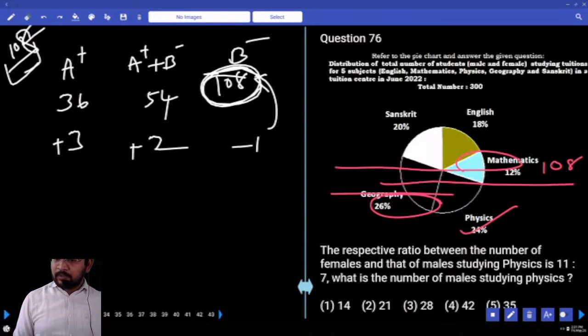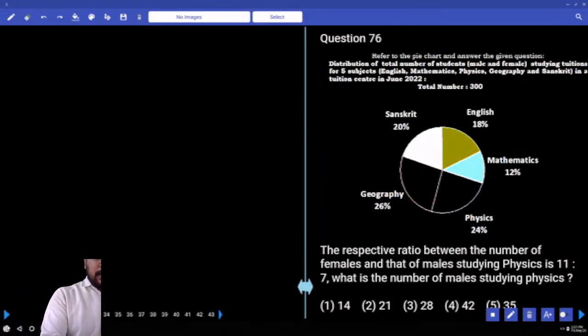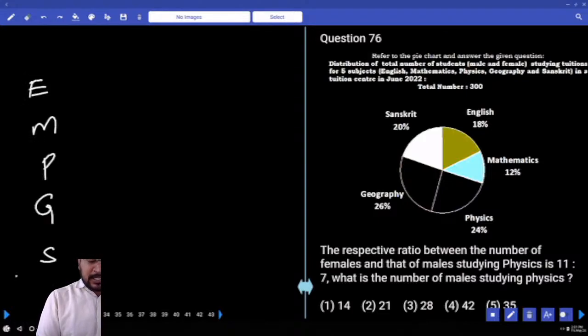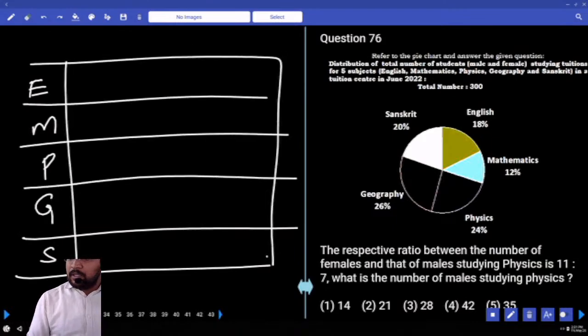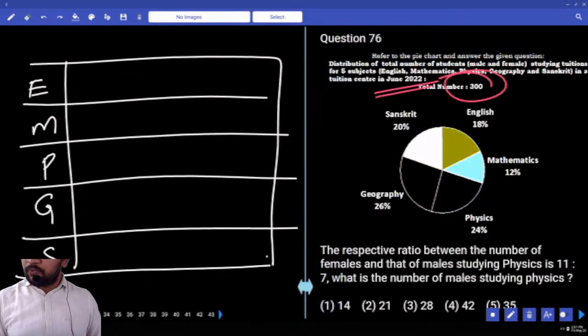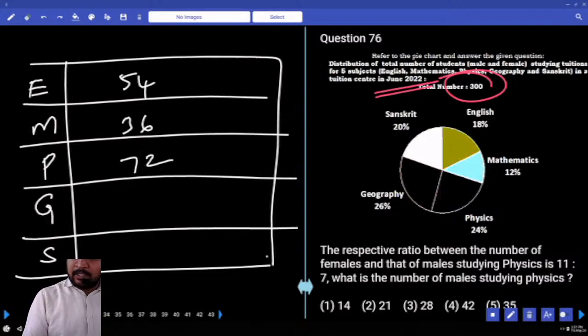Are you clear? Now they gave a pie chart. Total 300. Tell me fast. English, mathematics, physics, geography, Sanskrit. So tell me, the total number is what? 300, na. June 2022, na. So 18% is nothing but 18 times 3, which is 54. 54 only, not 540. 12 times 3 is 36, 26 times 3 is 78.